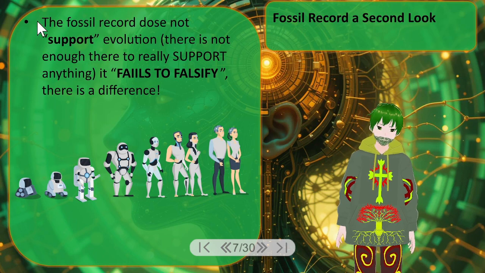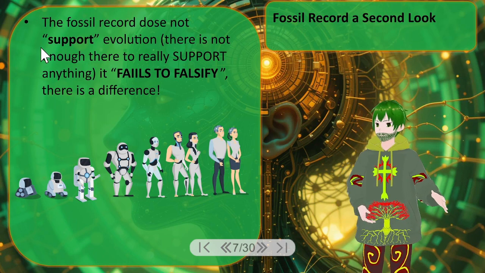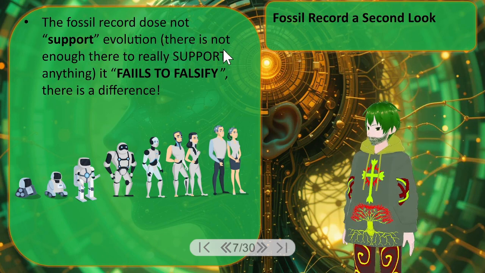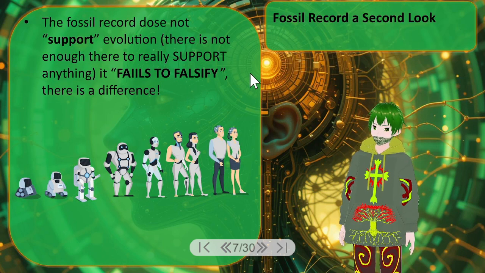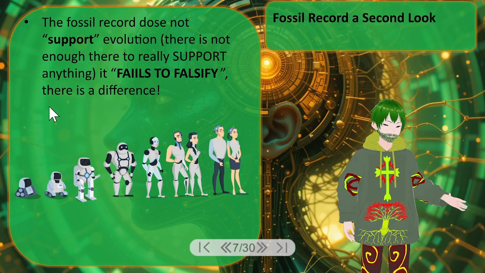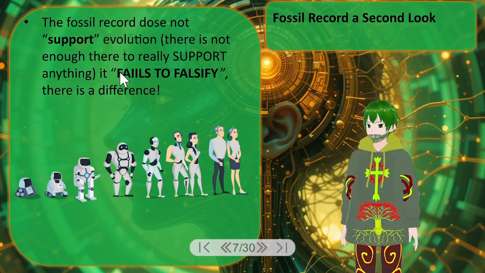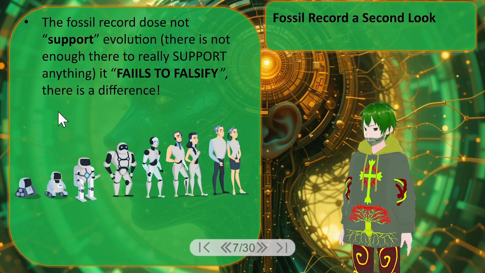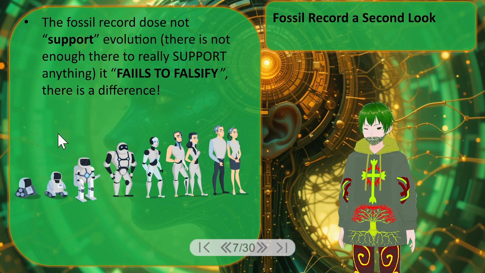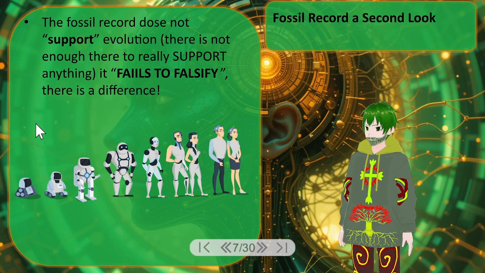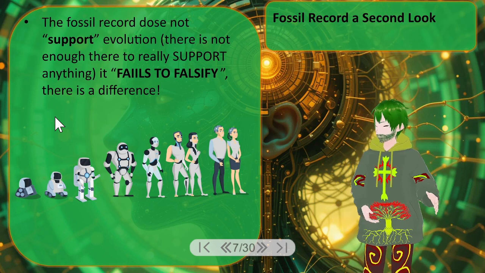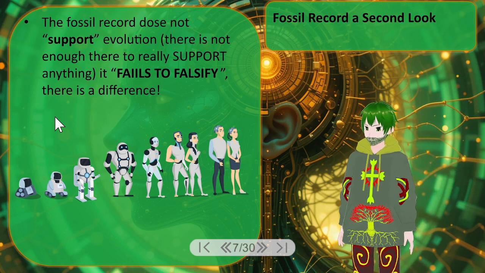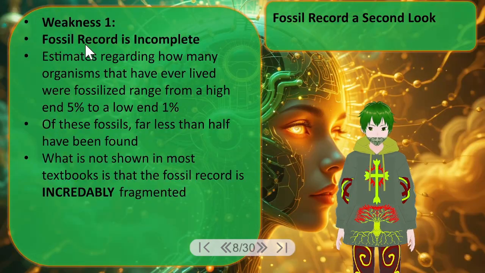So another way to look at that is that the fossil record does not support evolution per se, because it's too fragmented to really support anything. It just fails to falsify. It fails to show it as wrong, because there is a general trend in the fossil record from simple to complex. But it's not the trend that Darwin thought, right? It wasn't a slow branching tree of life. It's rather sudden appearance and then stasis is kind of what we see. And that's why the theory of punctuated equilibrium came into existence, because the fossil record just didn't support gradualism.